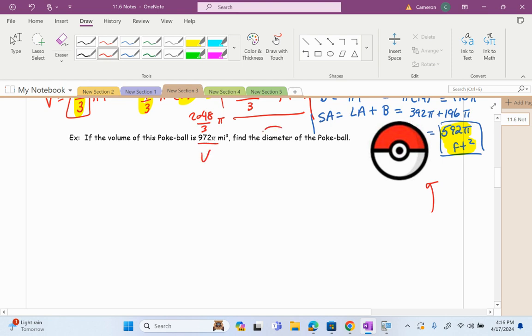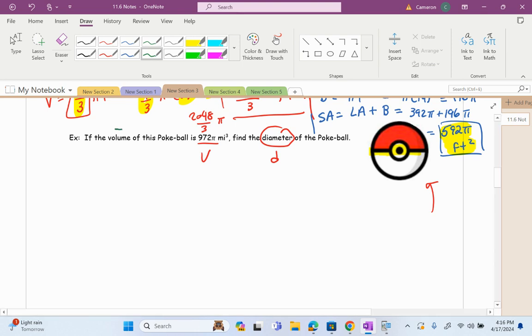Find the diameter, d, of the Pokeball. In other words, that distance across the middle. If it was cutting through the Pokeball, through the center of that sphere, take a point on the sphere, cut through the middle, go all the way across. What's that distance across the center?